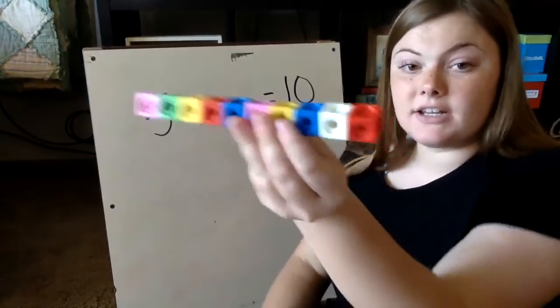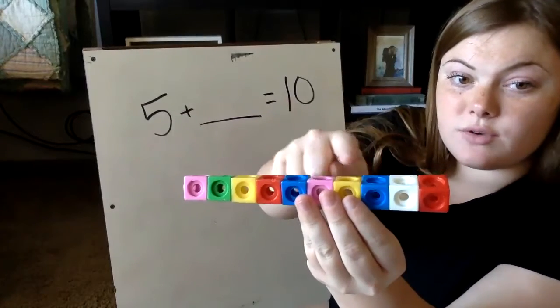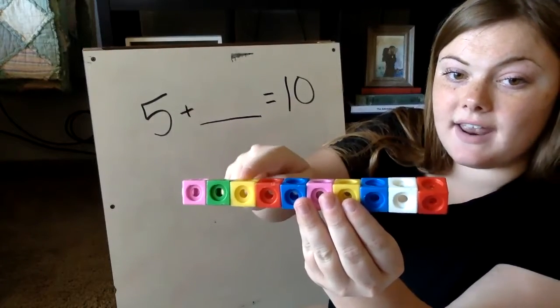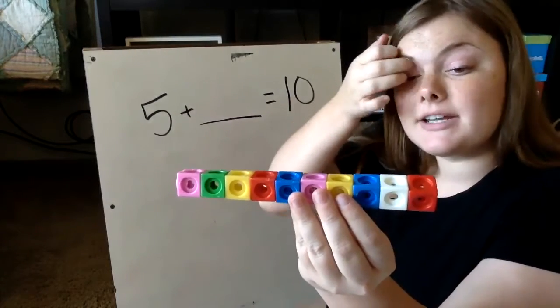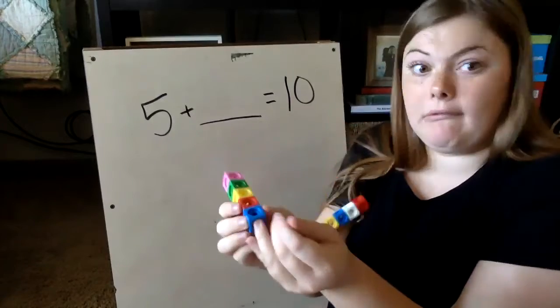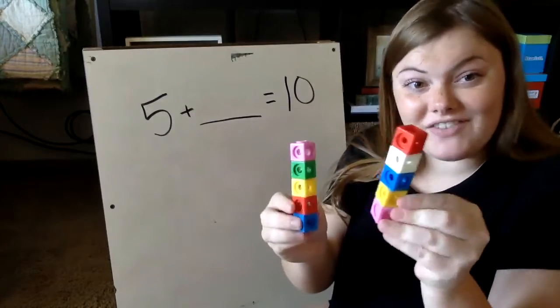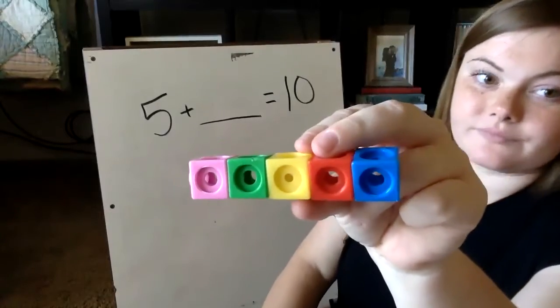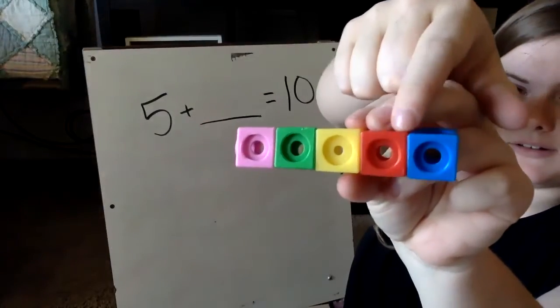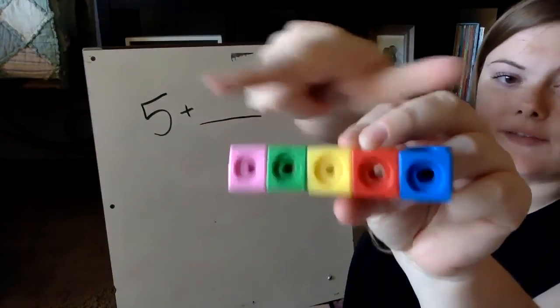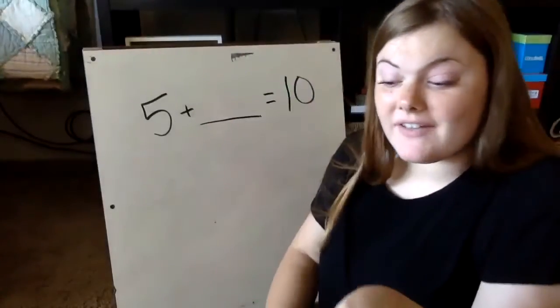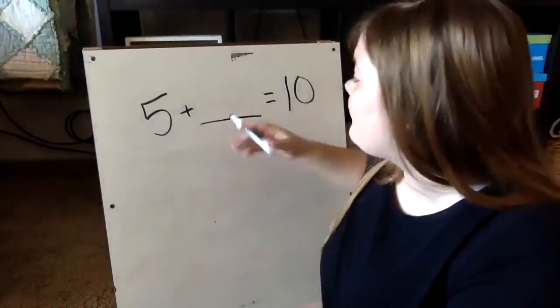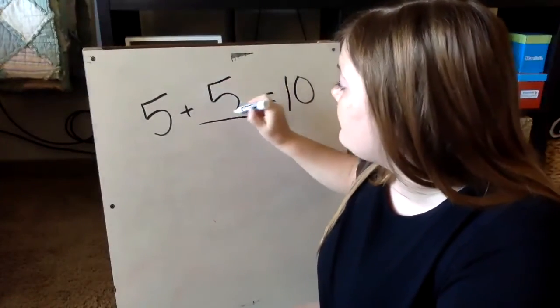So we have our 10 cubes. 1, 2, 3, 4, 5, 6, 7, 8, 9, 10. We have our 10 cubes, and I'm going to take 5 away. How many do we have left? 1, 2, 3, 4, 5. We have 5 left. So I'm going to put a 5 in our missing number spot.